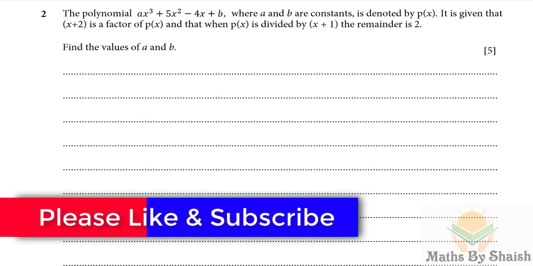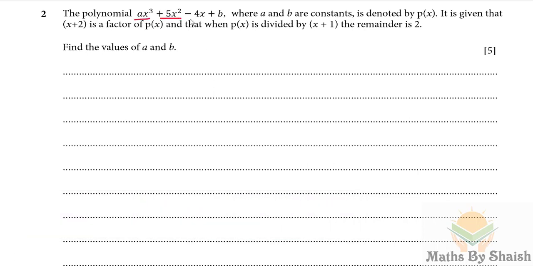So let's discuss the second question. The polynomial ax cube plus 5x square minus 4x plus b, where a and b are constants, is denoted by p(x). It is given that x plus 2 is a factor of p(x), and that when p(x) is divided by x plus 1, the remainder is 2.